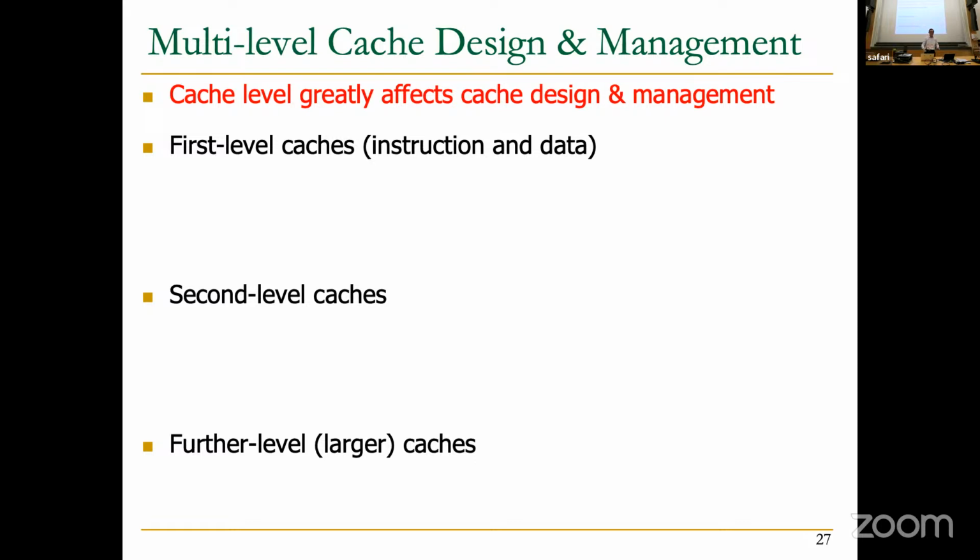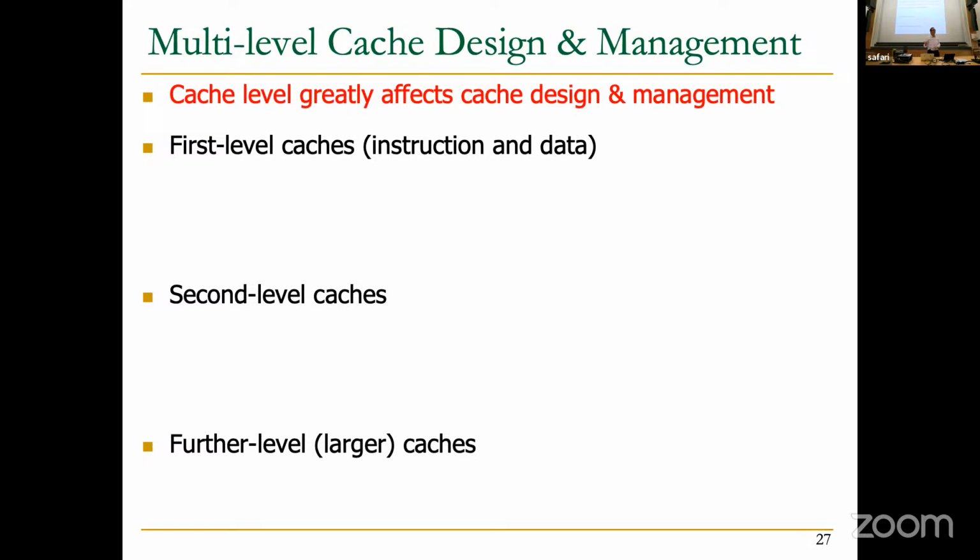Now let's talk about multi-level caches. Multi-level cache design and management actually makes things more complex because so far we've been talking about the design decisions at a single level. At a single cache, you have many, many design decisions, some of which we did not cover. But when you go to multiple levels, you need to manage the hierarchy holistically as well. And that introduces a different set of constraints and design decisions that you need to make.